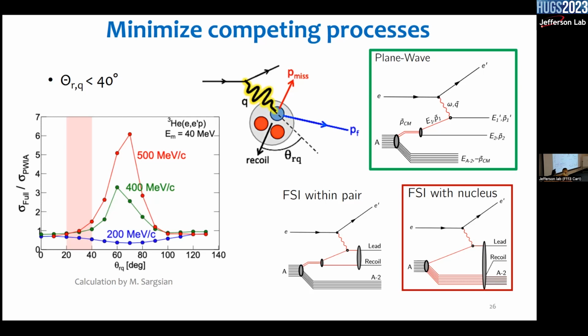This is calculated for helium-3 (e,e'p). And so you have this angle that I described, and different missing momenta. What you see is that for 200 MeV, it's mostly flat when you describe the difference between the cross-section and the plane wave impulse approximation. Then as you go to higher missing momentum, you get lots of final state interaction effects, so that's why it's so different. So we can choose angles where these effects are just minimized. It's not a problem.